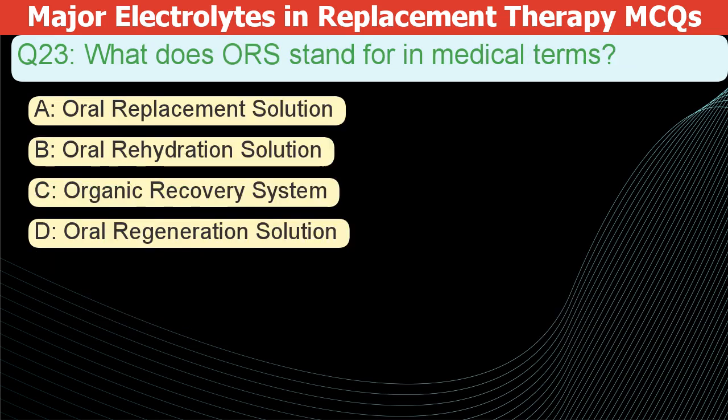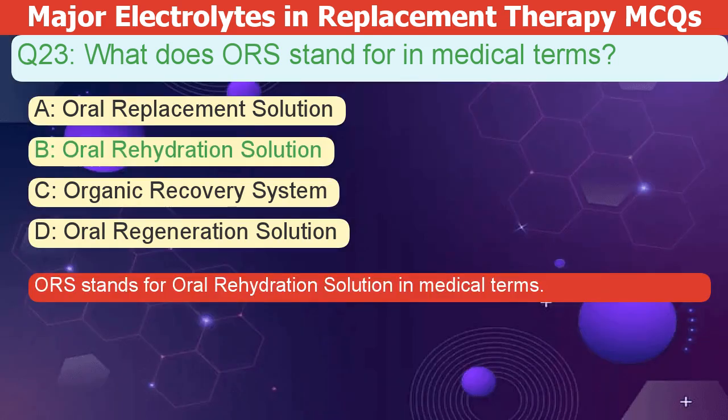What does OS stand for in medical terms? A. Oral replacement solution. B. Oral rehydration solution. C. Organic recovery system. D. Oral regeneration solution. The correct answer is B.